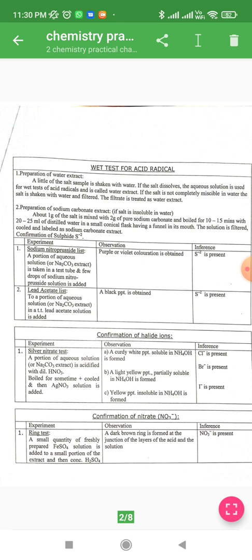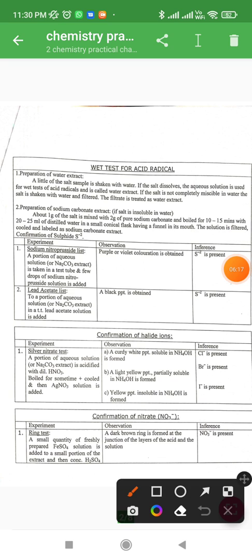You have to write till here only. Please write only till here. Then in any case, if you ever find that the salt is insoluble, then you have to write if the salt is not completely miscible in water, the salt is shaken with water and filtered. The filtrate is treated as water extract. This part I don't think you will require, probably they will not give you any salt which is partially soluble.